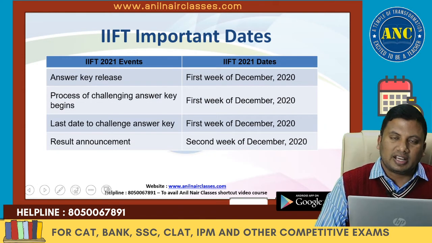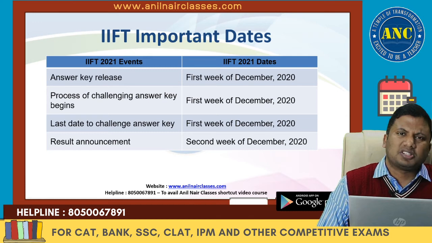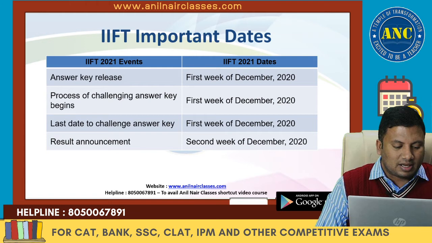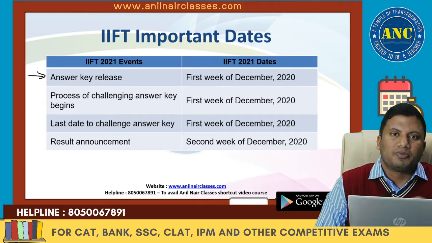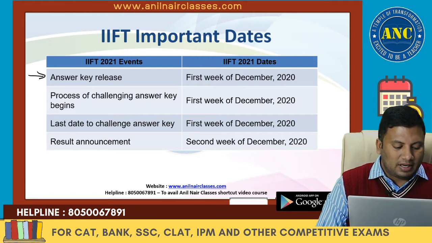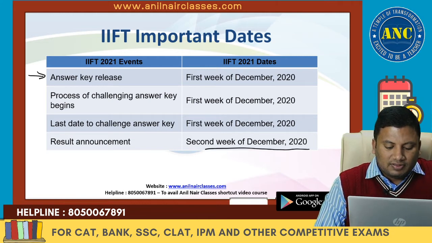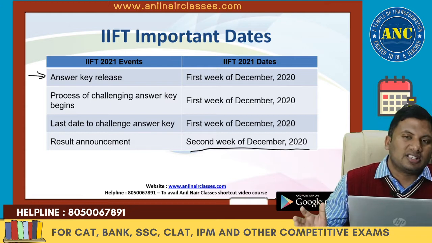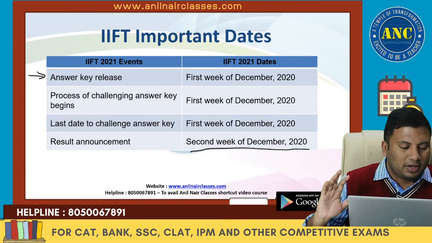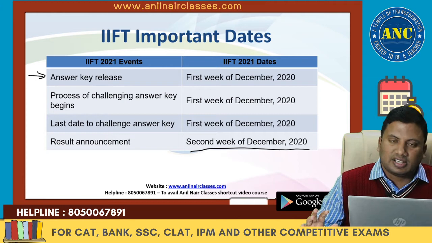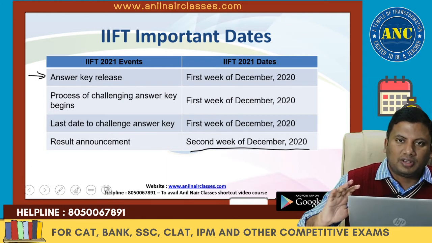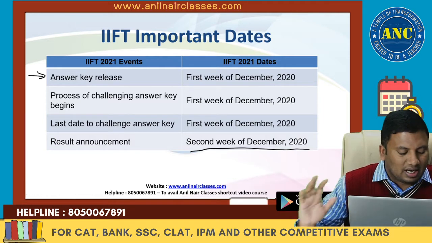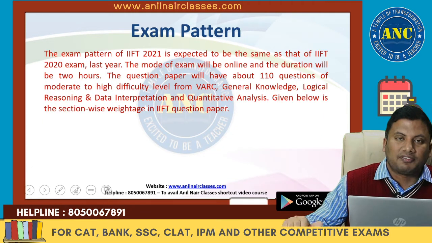Now, the answer key: the complete process is super fast with respect to the IIFT conducted by the NTA. The answer key will also come in the first week of December, and the results will be announced in the second week of December. Almost within a 2-week gap, the results will be out. Generally 60,000 people write this examination. Super fast, right from the exam conducting to the result announcement. Generally they are extremely fast in terms of execution.